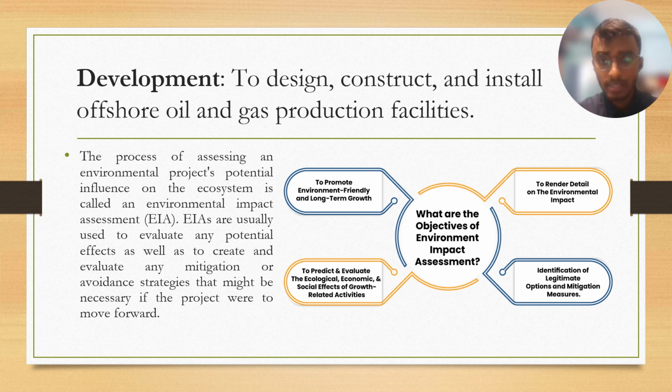It may also construct upgrade facilities in extra heavy oil ventures, such as oil sands projects, to transform the output from low-grade heavy oil to high-grade light oil. The process of assessing an environmental project's potential influence on the ecosystem is called an environmental impact assessment, and they are usually used to evaluate any potential effect as well as to create and evaluate any mitigation or avoidance strategies that might be necessary if the project were to move forward.